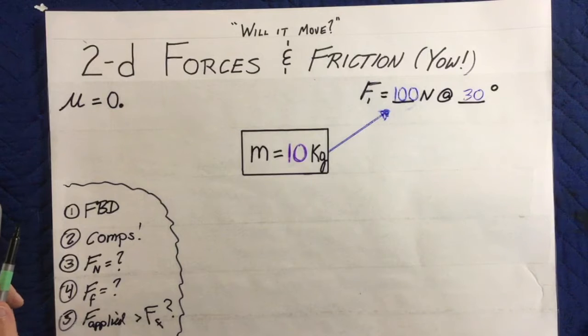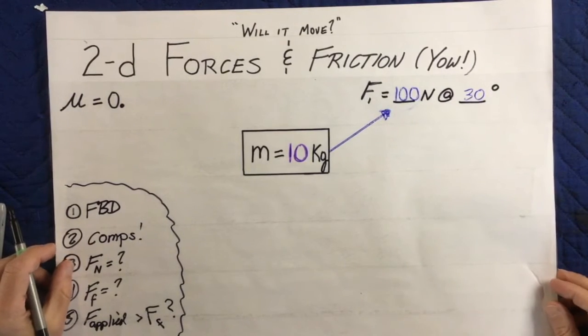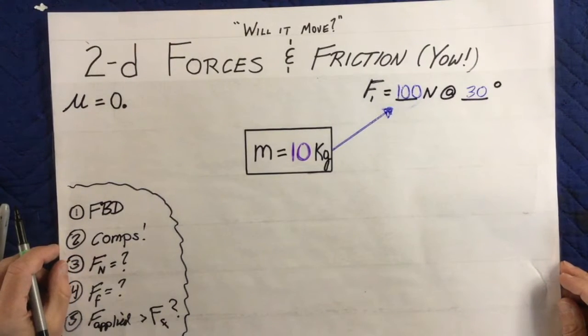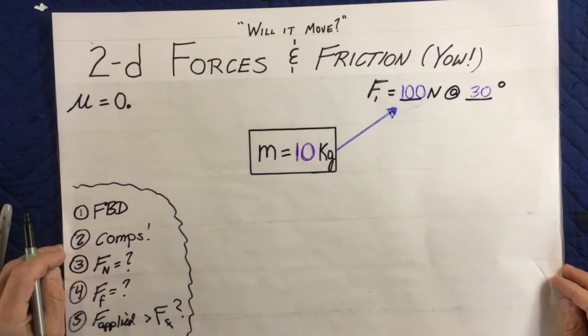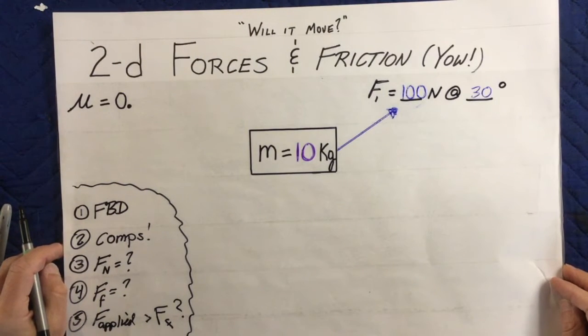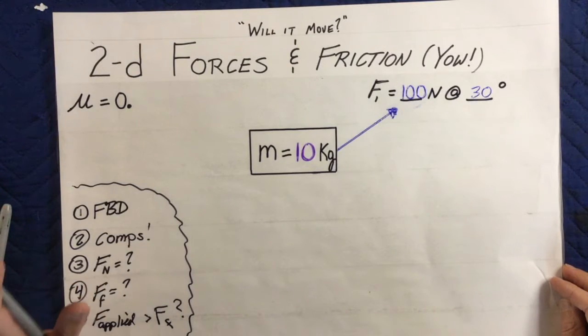So today we're going to look at two-dimensional forces acting on an object. Does it rest on a horizontal surface? Combined with friction in what I call a will it move problem. And the goal is to determine if the applied forces are enough to overcome friction, and if it is, determine the resulting acceleration. The approximation I will be using here is that the coefficient of friction is just one value.